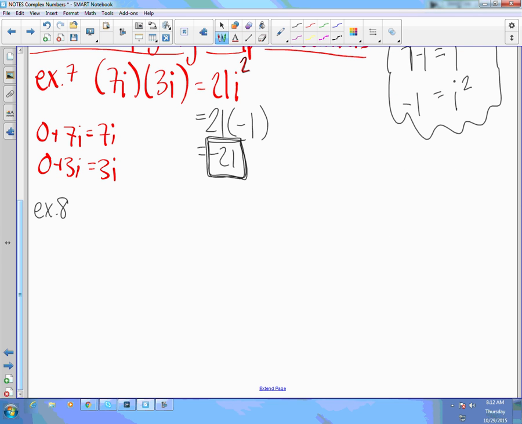Okay, a little harder one. Example 8. 2 minus 3i times 4 plus 5i. How would you normally just put 2 binomials together? Just distribute, okay? You guys all can do that. This requires double distribution. And then the trick at the end was to remember to take your I squared and change them to negative ones.